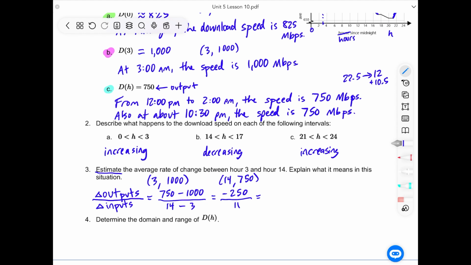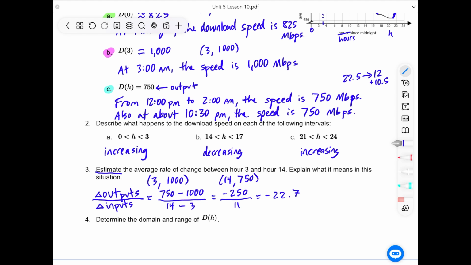If we put that in some terms that make a little more sense, that's about negative 22.7 for our average rate of change. But what does that mean? What is this number telling us? Well, we have a negative average rate of change, which means the outputs are decreasing on average. And that makes sense because we started with a speed of 1,000 and we ended up at 750. So the speed is dropping. So we would say it is an average rate of change of negative 22.7.